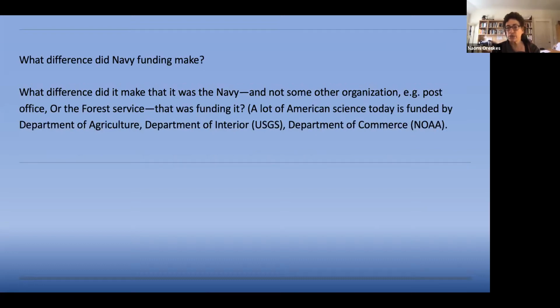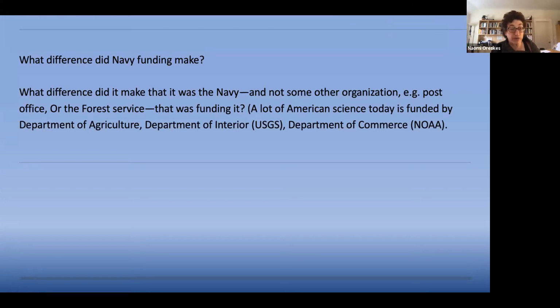So the questions the book poses, and I should say it's a very long book, it's 700 pages, so I don't expect this to be a New York Times bestseller, but I do hope that scientists will be interested in it because I think there's a lot that we can learn about our work and our science from studying its history. So the book asks the question, what difference did Navy funding make? And also, related but not exactly the same, what difference did it make that it was the Navy and not some other organization? For example, the Forest Service.